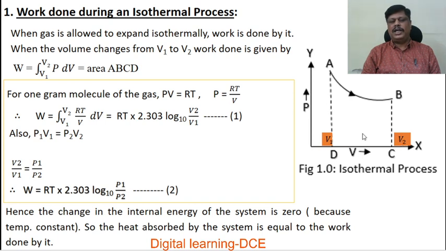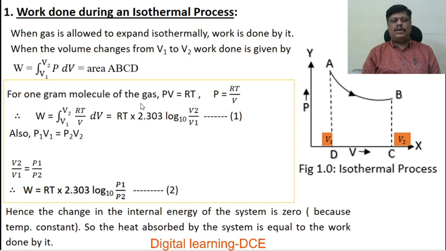work done is given by, as you already know, integrating from V1 to V2 PdV. So the expression for work done is given by dW is equal to PdV. The total work done is given by integrating from V1 to V2 dW, that is PdV, that is equal to the area under the AB curve or area of ABCD. By calculating the area of ABCD, we can calculate the area under the PV graph during the isothermal process.